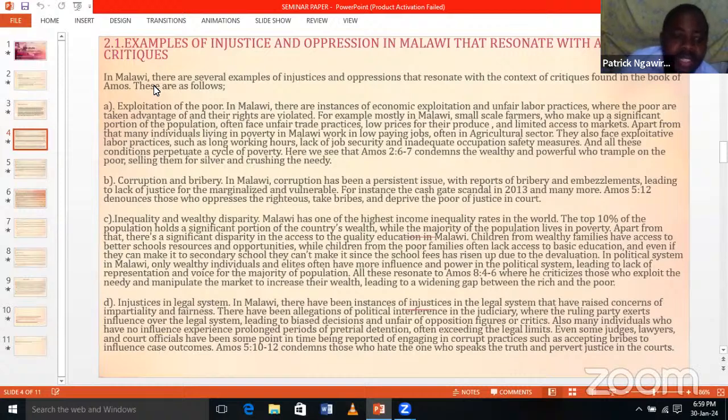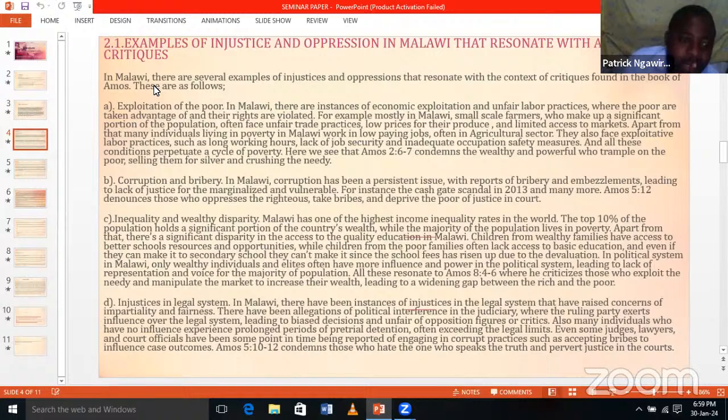Apart from that, there is significant disparity in access to quality education in Malawi. Children from wealthy families have access to better school resources and opportunities, while children from poor families often lack access to basic education. And even if they can make it to secondary school, they can't continue since school fees have risen due to the devaluation in the present circumstances. There is also a lack of representation and voice for the majority of the population in the political system. All this resonates with Amos chapter 8, verses 4 to 6, where he criticizes those who exploit the needy and manipulate the market to increase their wealth, leading to a widening gap between the rich and the poor.